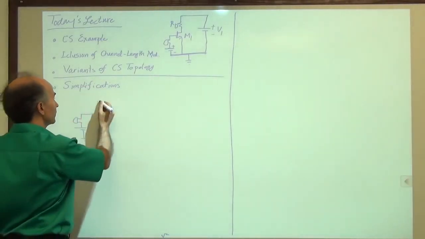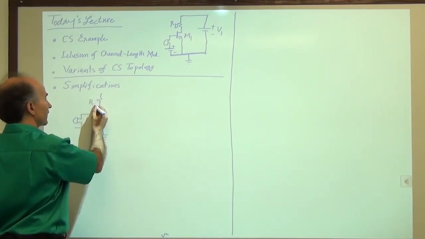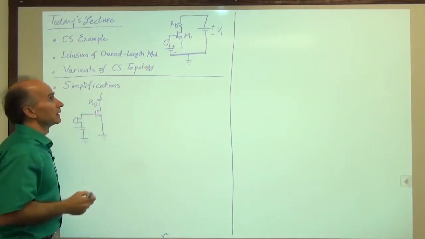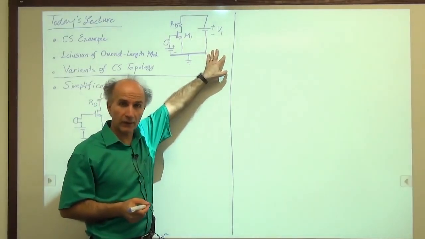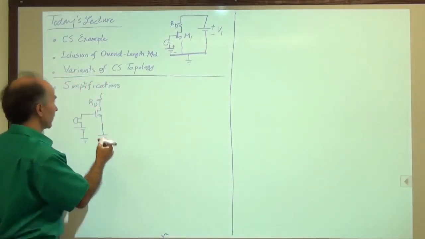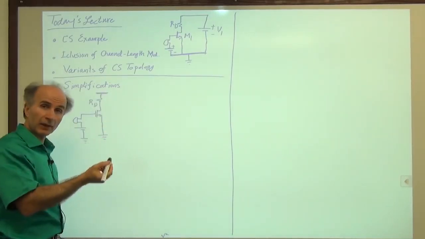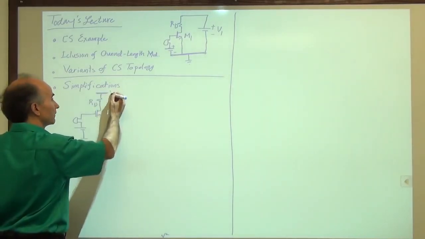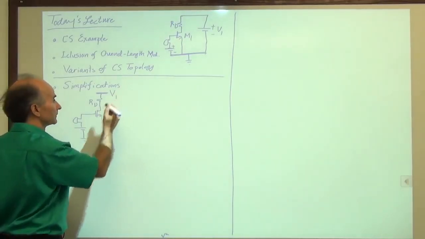And then the drain goes to RD, and then RD connects to a battery. And this is our power supply, and we really don't want to draw it every time. So we will draw a thicker line up here, you can call it a supply rail, and we write V1 here.